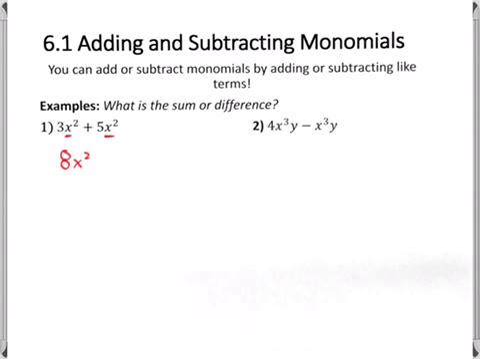In example 2, we notice that we have the same combination of variables, x cubed y and x cubed y. So we have 4x cubed y minus x cubed y. So here we're just going to subtract the coefficients. So 4 minus 1 is 3x cubed y.